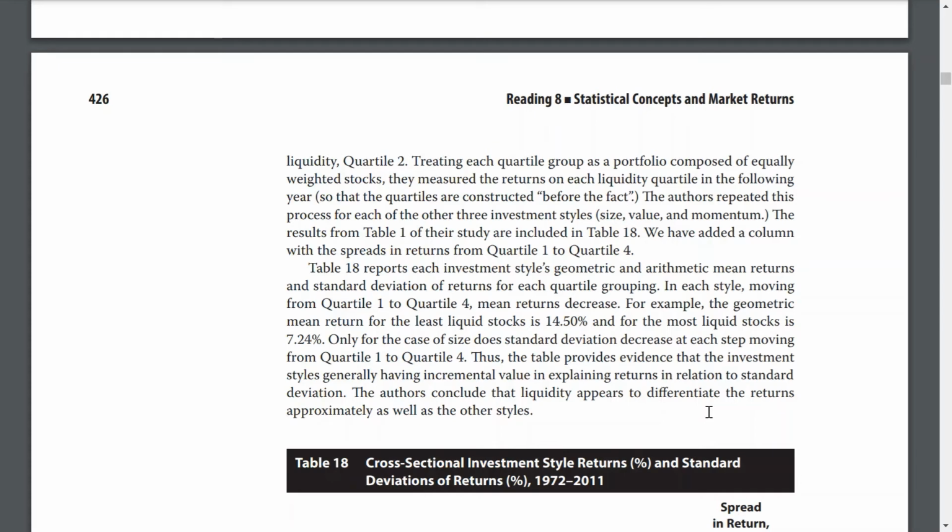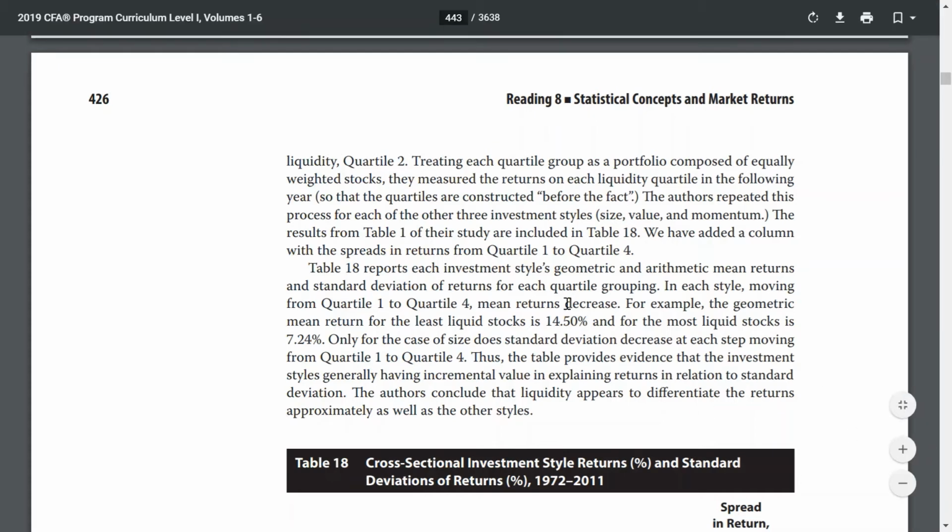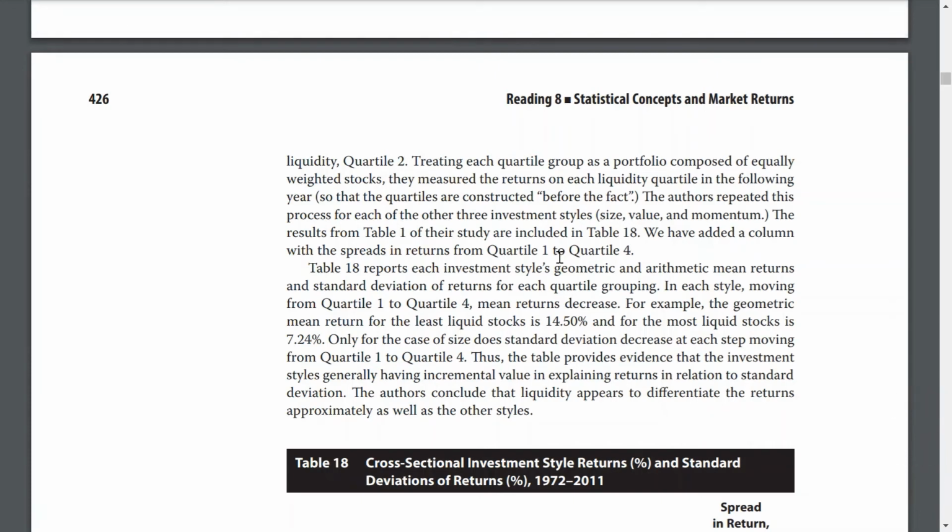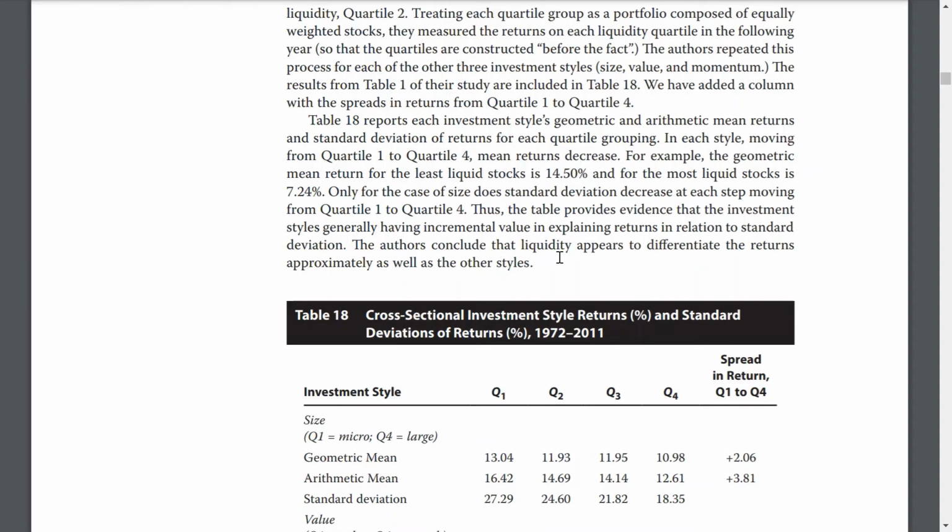The authors repeated this process for each of the other 3 investment styles: size, value, and momentum. The results from Table 1 of the study are included in Table 18. We have added a column with the spreads in return from quartile 1 to quartile 4. Table 18 reports each investment style's geometric and arithmetic mean returns, and standard deviation of returns for each quartile grouping. For each style, moving from quartile 1 to quartile 4, mean return decreases. For example, the geometric mean return for the least liquid stock is 14.5%, and for the most liquid stock is 7.24%.